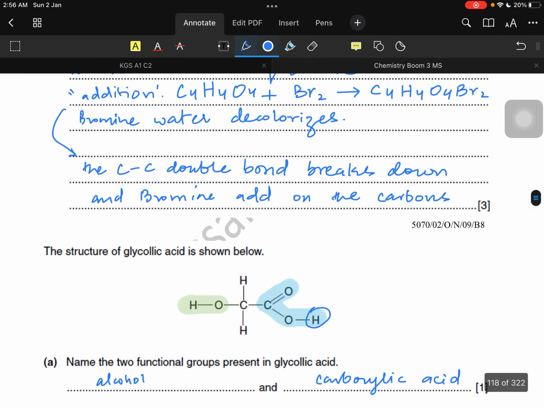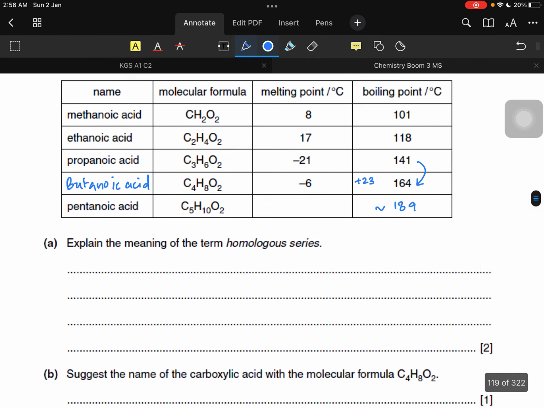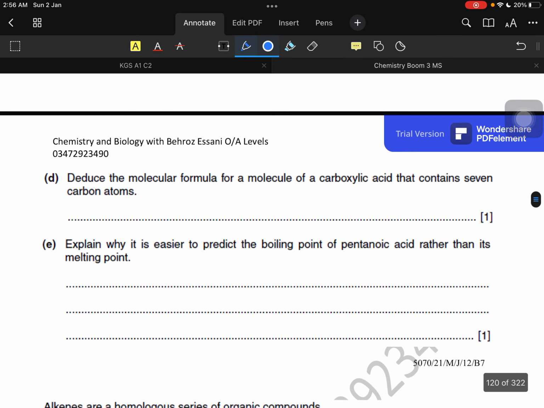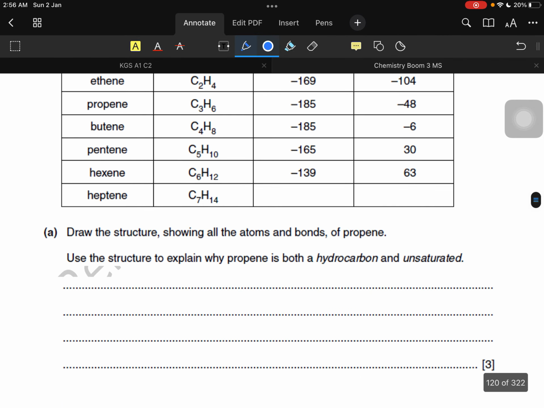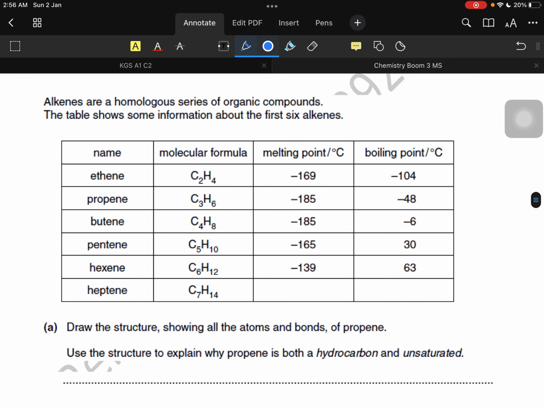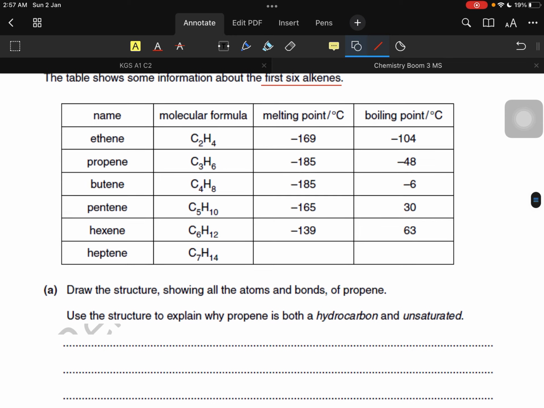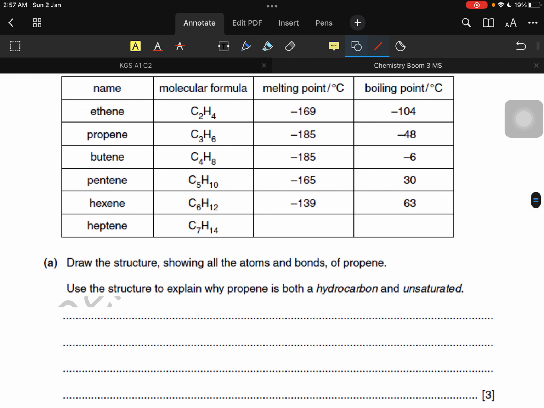So let's come to page number 119. These are solutions from the other questions that we'll be talking about soon. The question is, alkenes are a homologous series of organic compounds. Well, I know this. The table shows some information about the first 6 alkenes. I can see their names, their molecular formula, their melting point, their boiling point. Draw the structure showing all the atoms and bonds of propene.